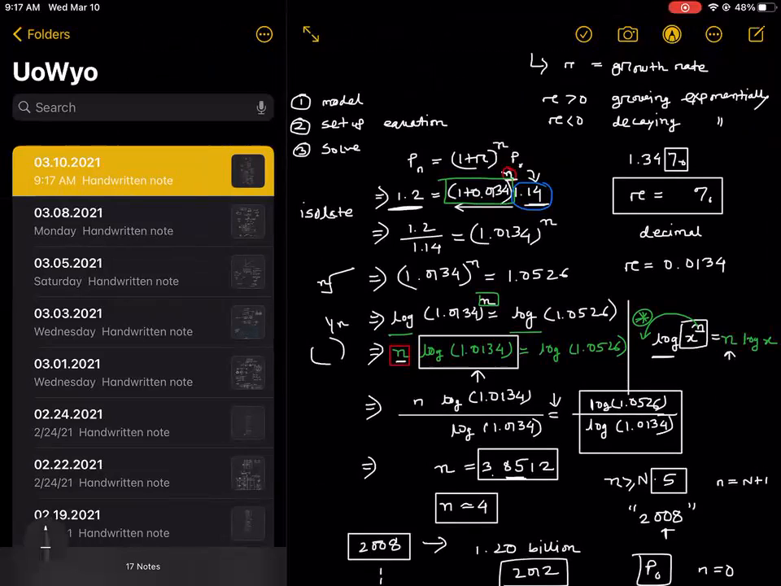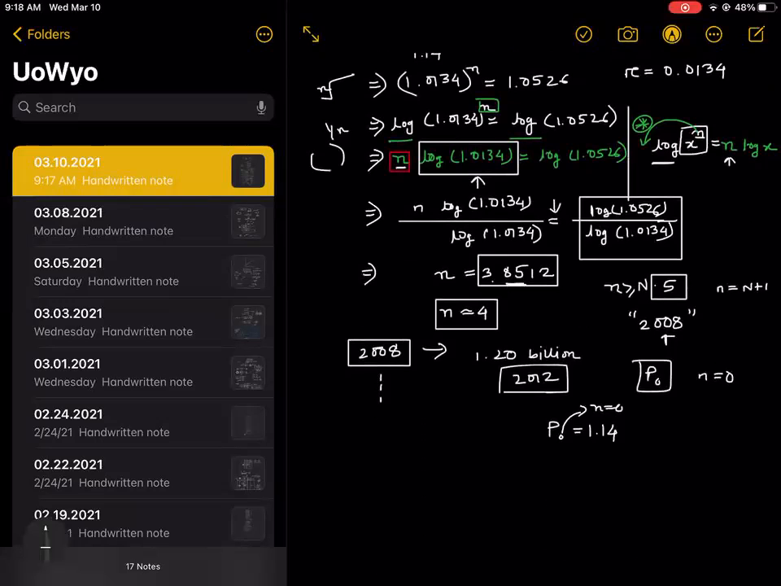I have one question. I'm sure you covered this, but I'm just trying to clarify. How did you go from log of 1.0526 over log of 1.0134 to n equals 3.8512? Oh, okay, so this 3.8512 is basically this value. If you divide log of 1.0526 by log of 1.0134, you'll get 3.8512.